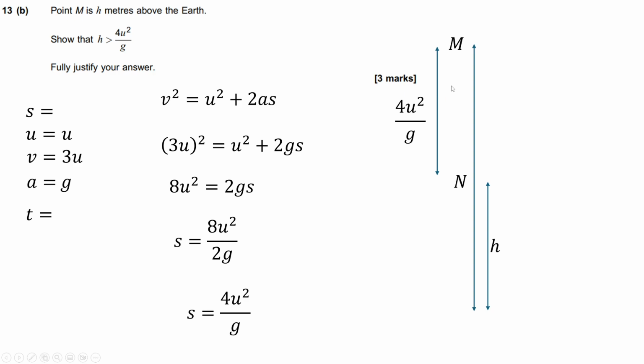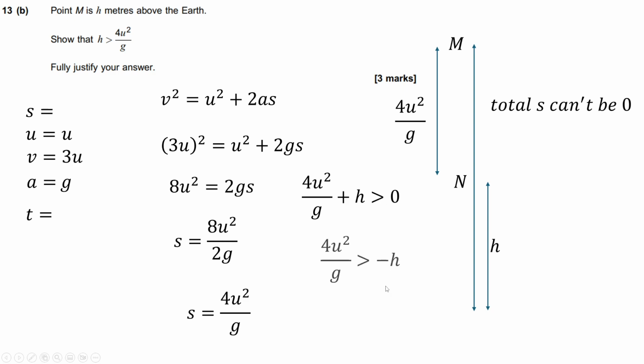The easiest way to include h as part of an inequality is to say the total distance travelled, from M to N and then N to the floor, is 4u squared over g plus h. But we know the total distance travelled must be greater than 0. It can't be 0, because if it was, you're not even dropping the ball, you're dropping it from the surface, because it's traveling 0 meters. But we know that can't be true because we are actually dropping the ball. It's got some velocity to it.